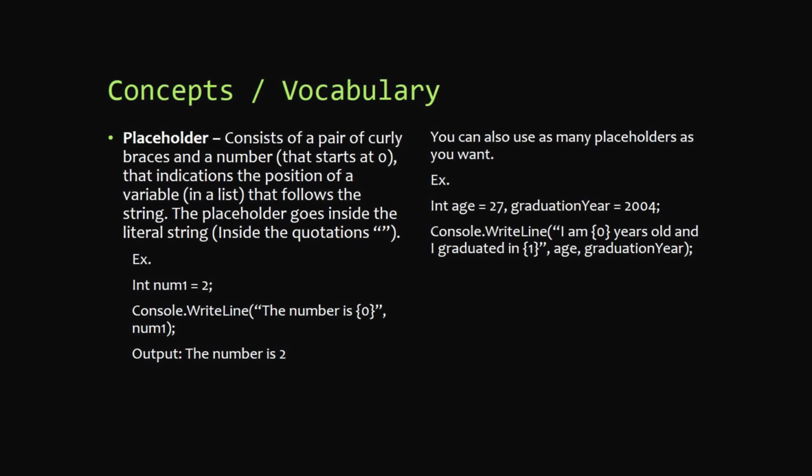Now something to remember when you deal with placeholders, you have to have as many variables as you have placeholders. There will be an error if I had placeholder 0 but then had 2 variables. It would also be an error if I had placeholder 0, placeholder 1, but only had age represented inside. If I wanted to use age twice, I would type age, comma, age. So keep that in mind. It's just a placeholder for any particular variable that you assign it to.